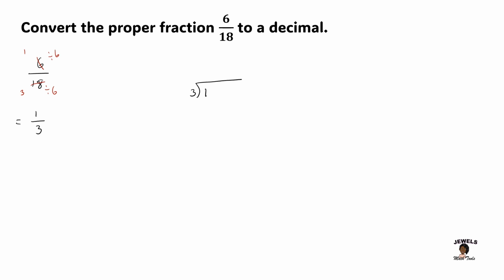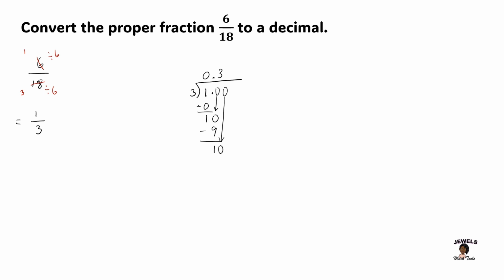So we know that 3 cannot divide into 1 since 1 is less than 3. We'll add in our 0. 0 times 3 is equal to 0. 1 minus 0 is equal to 1. Let's add in our decimal point. We're going to add a 0, bring down that 0, changing our 1 into 10. 3 goes into 10 3 times. 3 times 3 is equal to 9. 10 minus 9 is equal to 1. We're going to add a 0 again. Bring down that 0, changing 1 to 10.